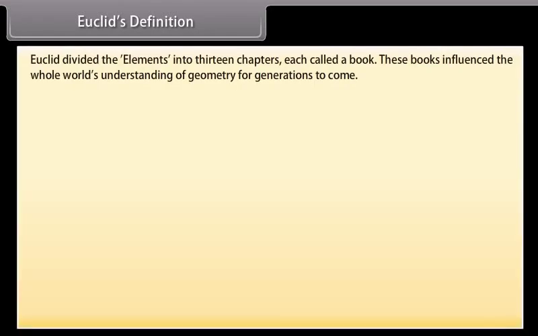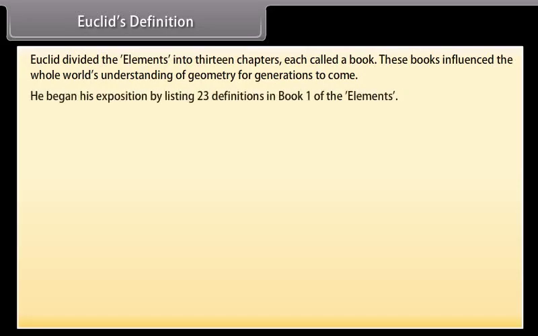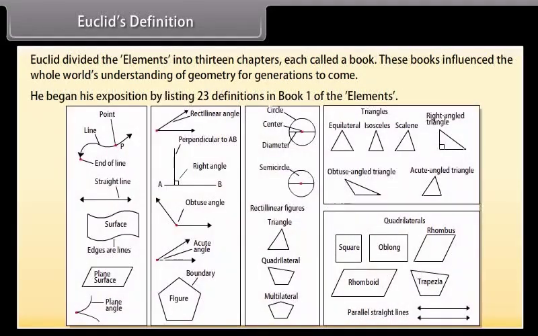Euclid's definitions. Euclid divided the Elements into 13 chapters, each called a book. These books influenced the whole world's understanding of geometry for generations to come. He began his exposition by listing 23 definitions in Book 1 of the Elements.